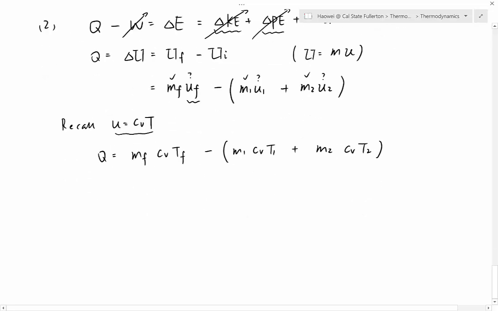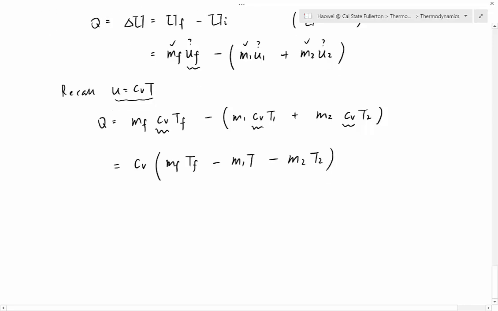Okay, so now what do you notice? Every term has CV in it. So what we can do is to take CV out of it, and what is left is MF TF minus M1 T1 minus M2 T2. Okay, that's it. So now we have everything in the right hand side. We're just plugging in all the numbers.